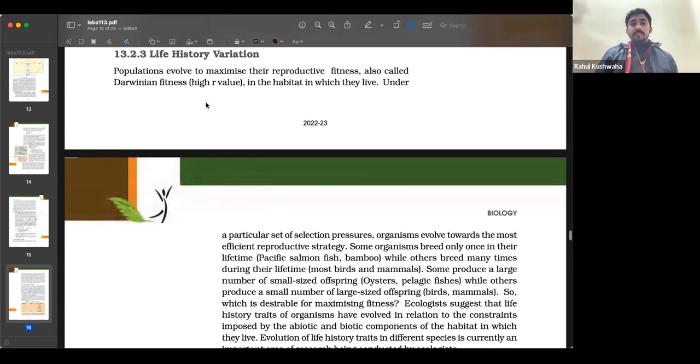So life history variation is a theory which says that due to selection pressures on organisms, either the organism chooses to produce many offspring which are smaller in size, or few offspring which are bigger in size.